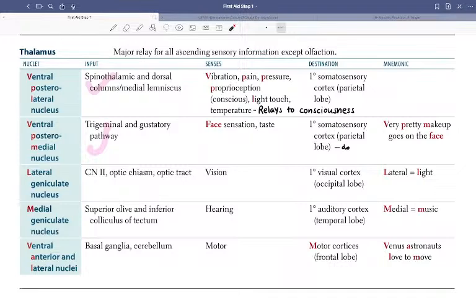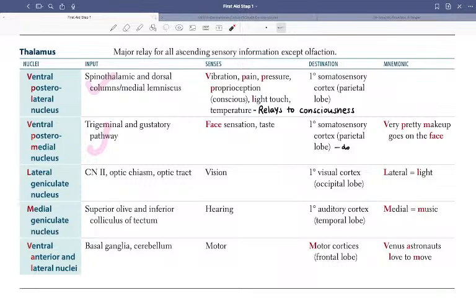Next is the lateral geniculate. Lateral is for the optic chiasma and everything visual, and medial is for the superior olive, inferior olive and the hearing, the inferior colliculus, tectum and all that. Obviously lateral goes to the visual cortex, and medial goes to the auditory cortex.